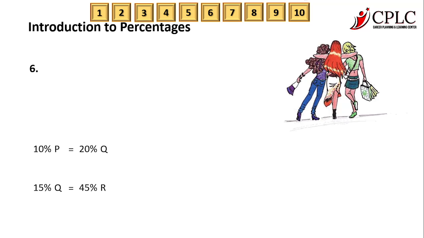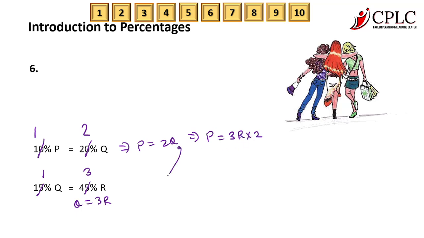If your numbers are good, and they should be, then the benefit is immense in such types of questions, and you can see how fast and how easy you can make it. We can say 10 twos are 20, and 15 threes are 45. So from here we can say that Q is 3 times R, and from here we can say that P is 2 times Q. What we can do is substitute the value of Q as 3R.